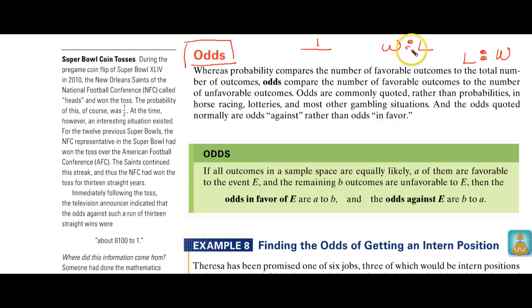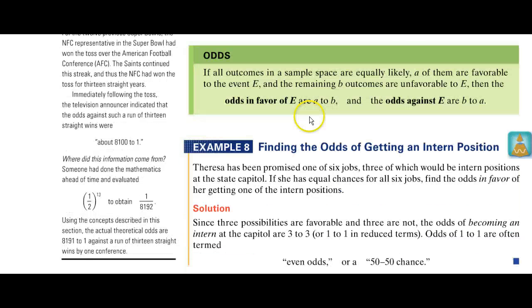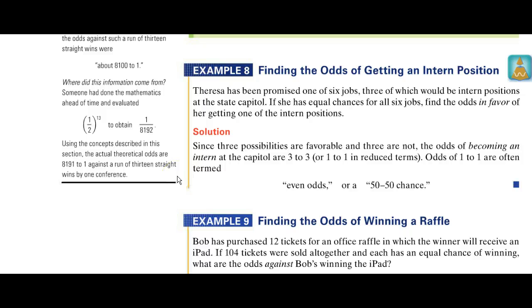Now, generally speaking, the amount of odds for winning plus the amounts of losing is your sample space in probability. It's just a little different way of looking at it. And odds in favor, A to B, odds against, B to A, just switching them around. All right, let's take a look at example 8.